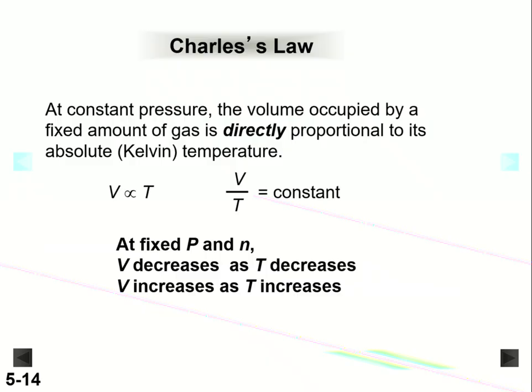And in that case, the volume and the temperature have this V over T relationship. So V1 over T1 is equal to a constant. As you cool a gas, its volume goes down. As you heat a gas, its volume goes up.